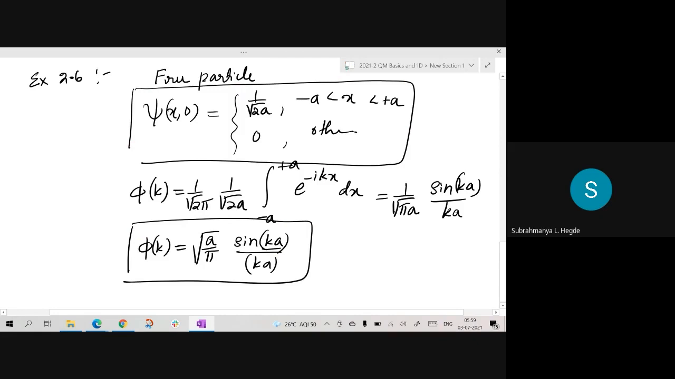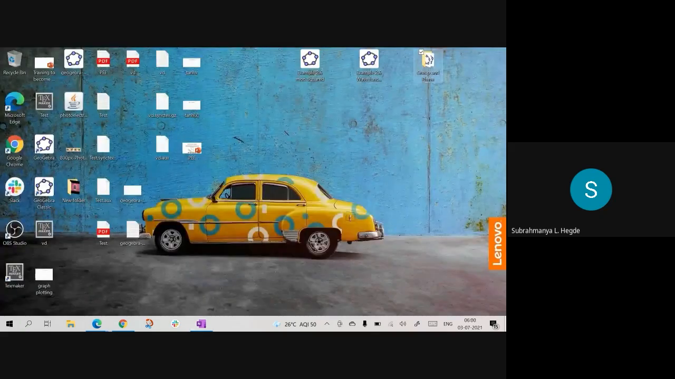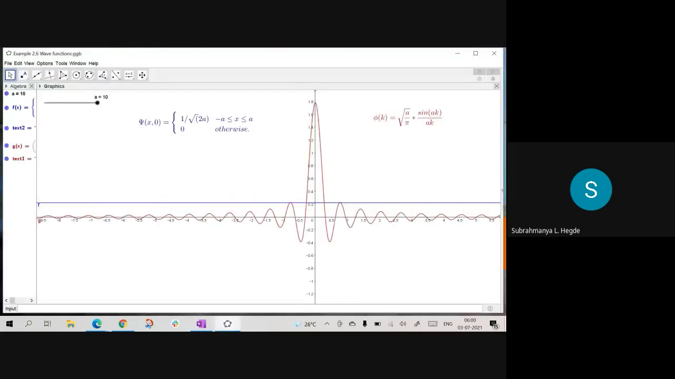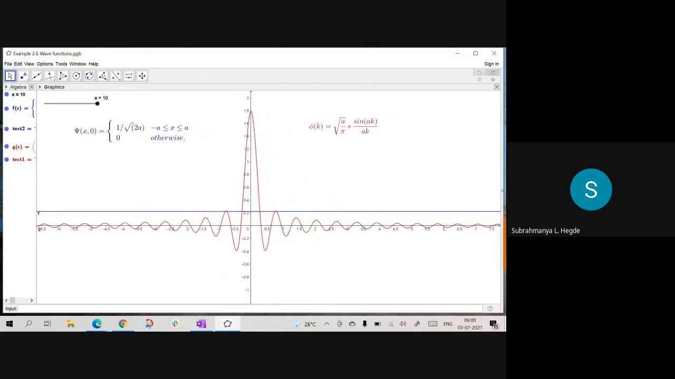Now try to plot them as he has drawn. He has already drawn them, but I'll use GeoGebra here. You should try to draw that one by hand. Can you try? So now let me take the wave function. Can you see these plots? Yes, sir.